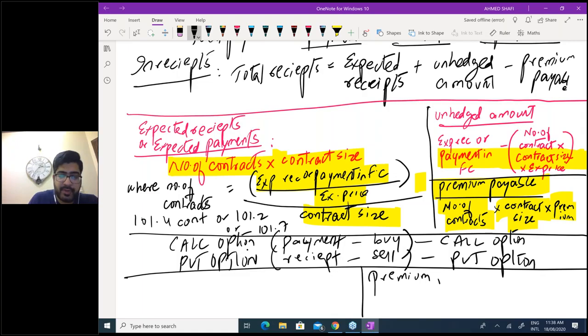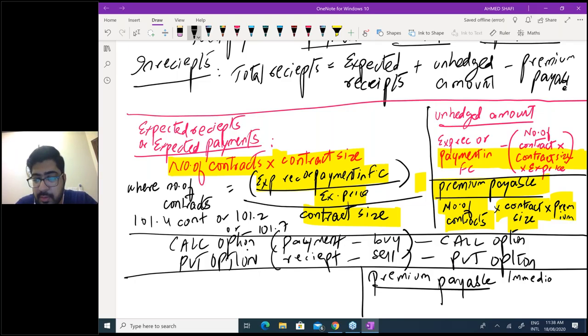About premium payable. Whenever you enter into an option, either call or put option, you have to pay premium immediately, now. Whenever you enter into an options contract, you have to pay premium immediately.